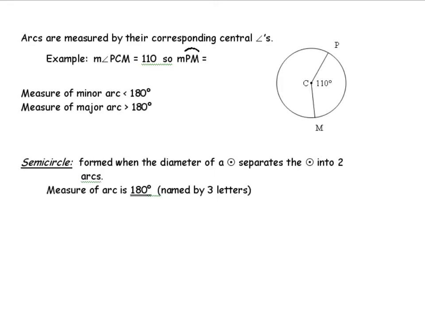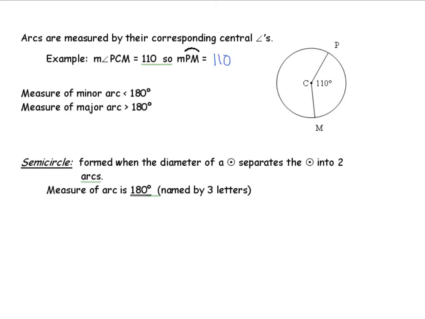Now when we take a look at arcs and their measurements, you want to pay attention to the corresponding central angle's degree measurement. So in our example here, we're working with angle PCM, and that central angle has a measurement of 110 degrees. The measurement of the minor arc that is formed by that angle will match the degree measurement of the central angle. So if my central angle is 110 degrees here, the measurement of my arc is also going to be 110 degrees.